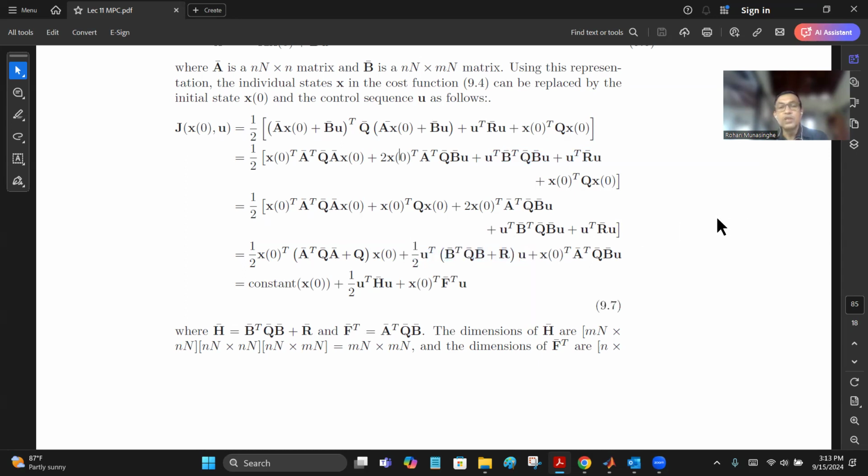Then you are remaining with one term over here, that is 2 x0 transpose A bar transpose Q bar B bar u. So that will remain as it is. This one. Okay.